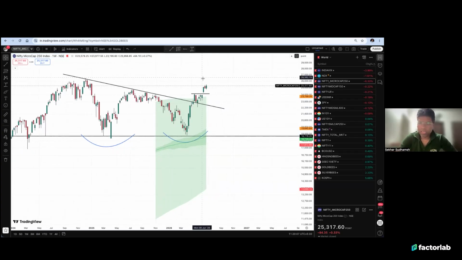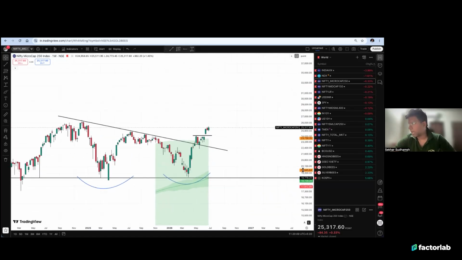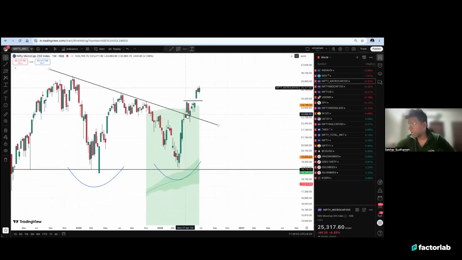It broke out of the slanting trend line of micro cap, and again retested the same slanting trend line, formed a volatility contraction pattern, and then gave another breakout. This time a breakout with gap up and consolidating at the higher levels. Now, even if I see from the all-time high, what is the level? It is at around 3.5%, just like small cap. But micro cap structure is strong in terms of technicals.